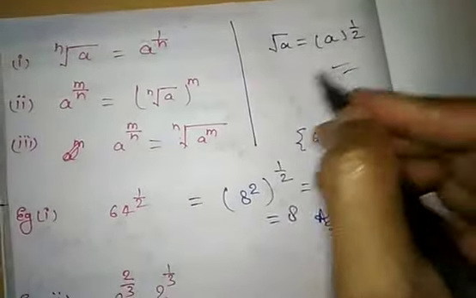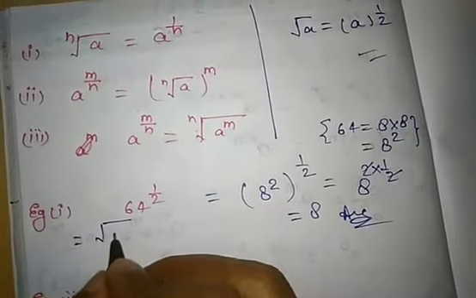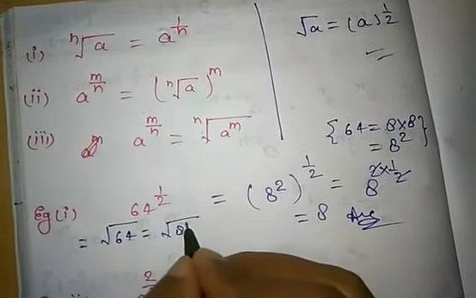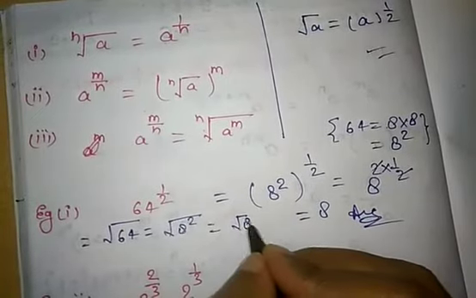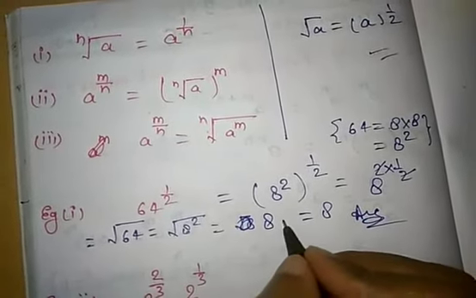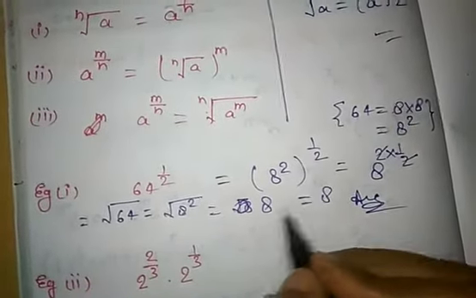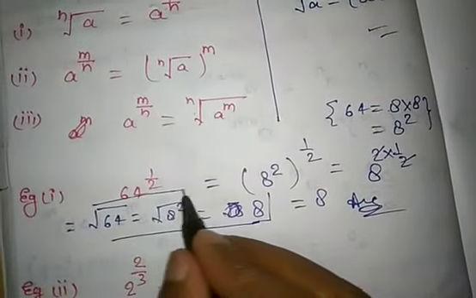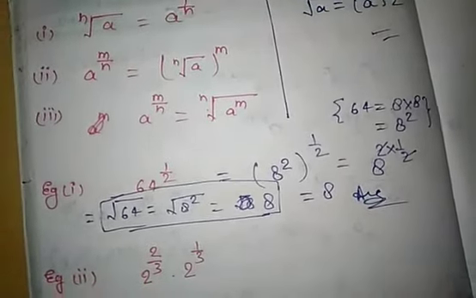And from this formula we can write it as the square root of 64, we get 8. This is the second method you can apply to find any problems.